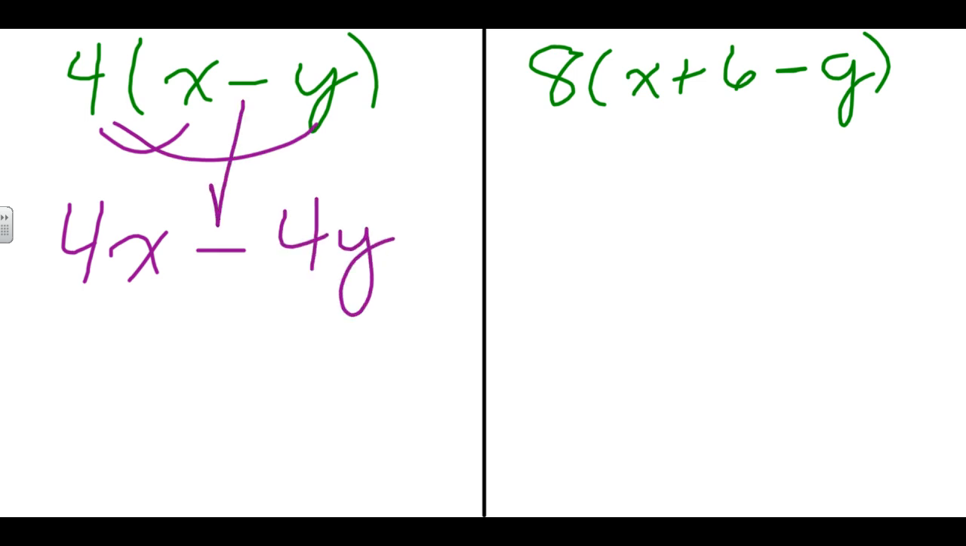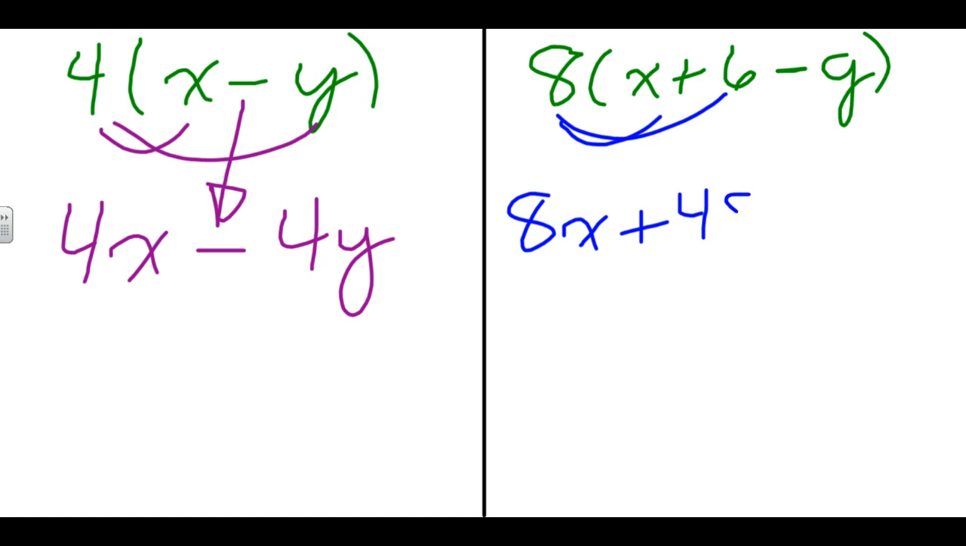Again, just keep the operation. And in the second one, we have 8 times x, which is 8x, plus 8 times 6, which is 48. Now minus 8 times g. One more set of example problems before we get to your practice ones.